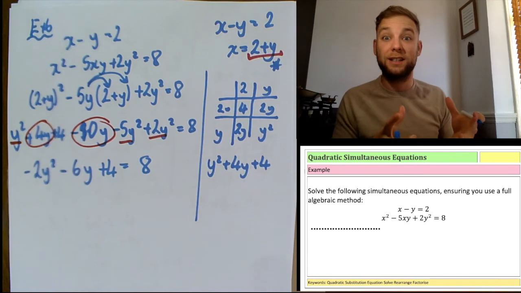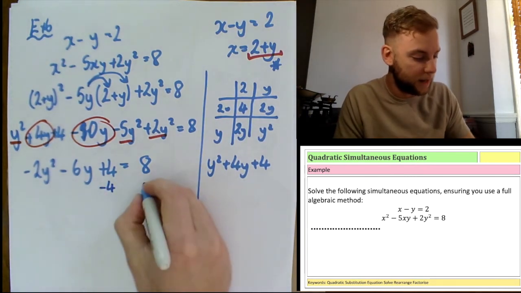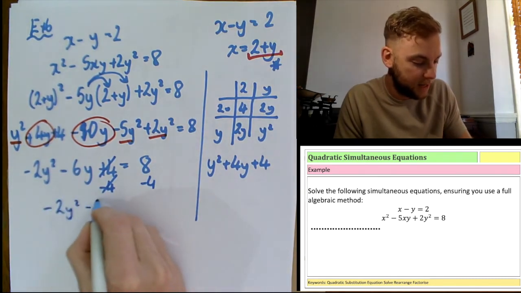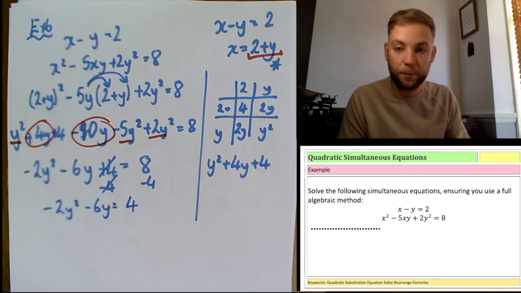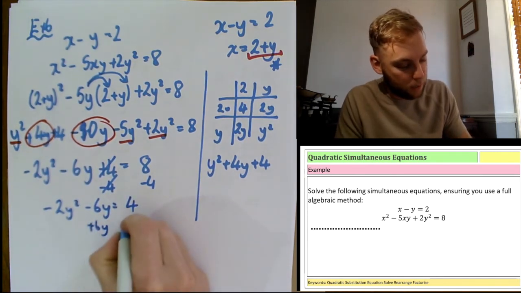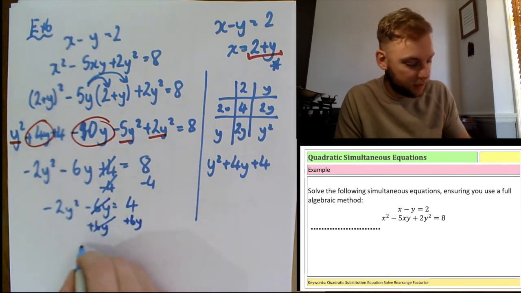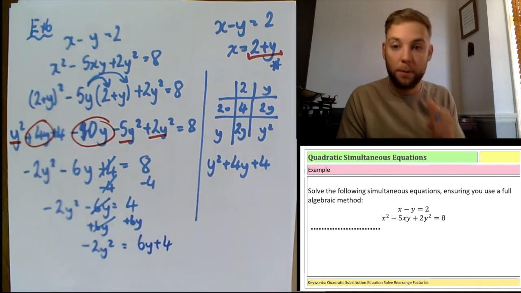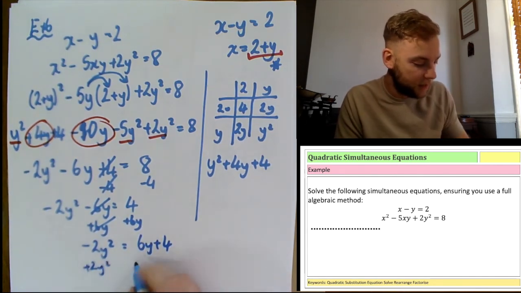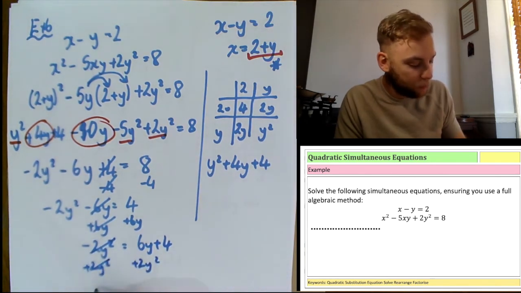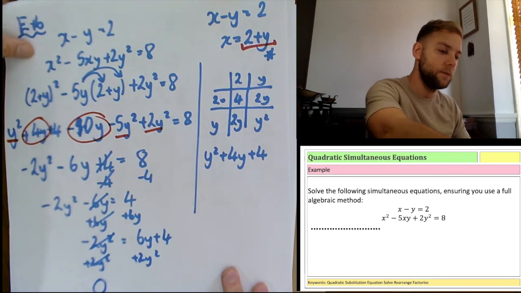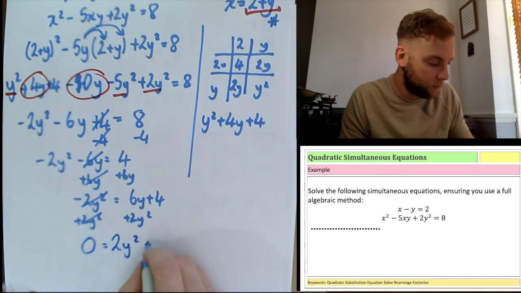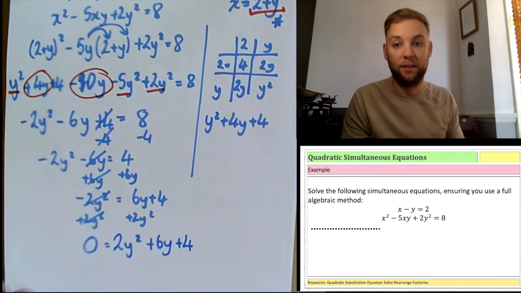I'm going to do that individually just so you can see what I'm talking about. So minus 4, minus 4. Minus 4 from that side gets rid of it. So I'm just left with minus 2y squared minus 6y is equal to 8 minus 4, which is 4. Brilliant. Plus the 6y, plus the 6y. So they will then cancel. I end up with minus 2y squared is equal to 6y plus 4. Brilliant. And then plus 2y squared, plus 2y squared. That will now be equal to 0. Okay. That's now equal to 0, which is equal to 2y squared plus 6y plus 4, like so.